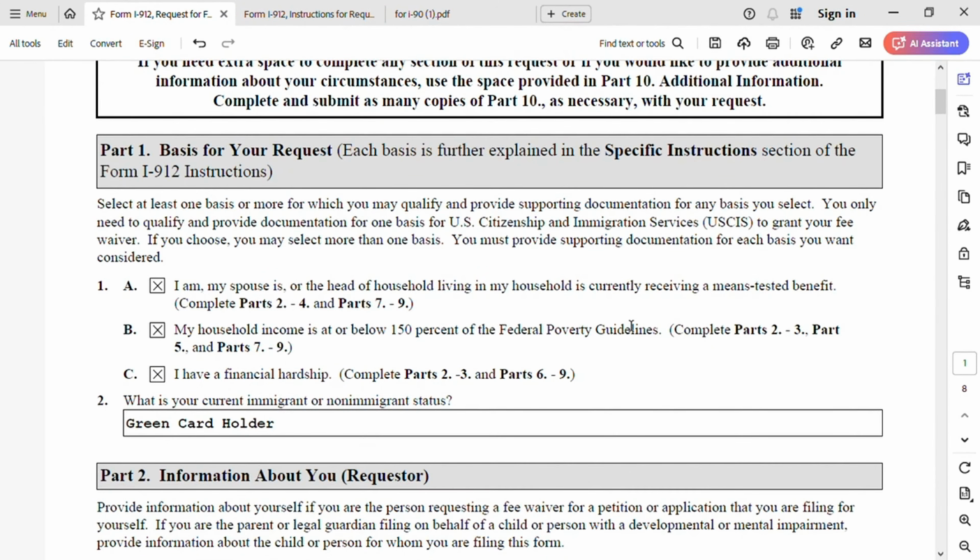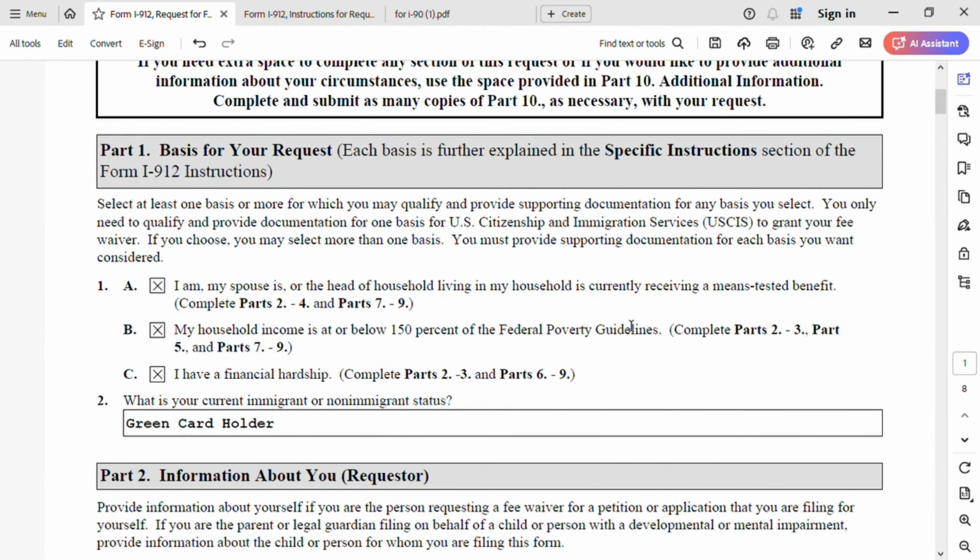So select first, Part 1. Basis for your request. Each basis is further explained in the specific instruction section of the Form I-912 instructions. Always read the instructions. It is very important. Select at least one basis or more for which you may qualify and provide supporting documentation for any basis you select. You only need to qualify and provide documentation for one basis for USCIS to grant your fee waiver.